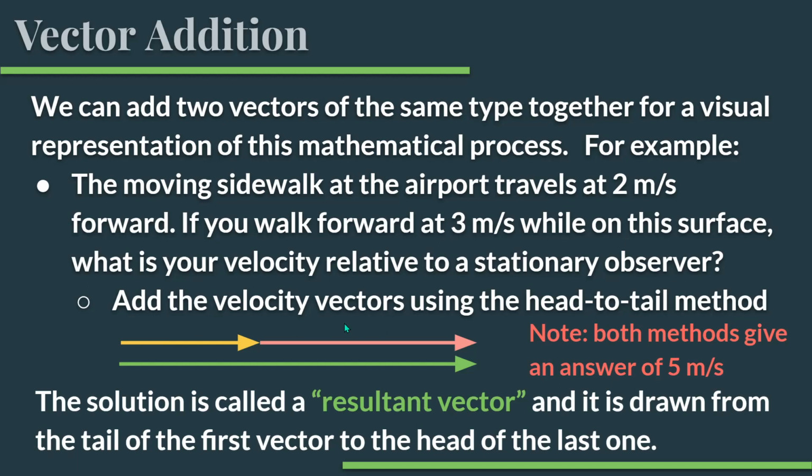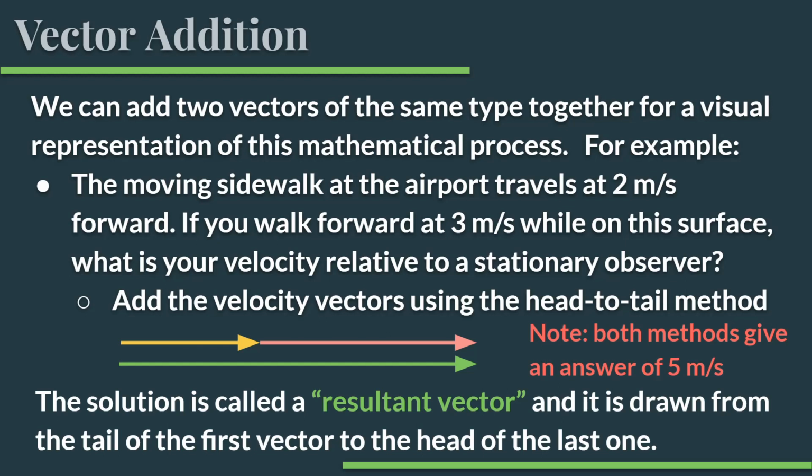Okay, sometimes it is easier to see whenever we're adding the vectors if we draw them, and sometimes it's not necessary. In this particular question, I would say you don't necessarily have to draw that to be able to understand what you're doing, but it doesn't hurt anything to do it, and either way you're going to get 5 meters per second. Okay, so this is vector addition.